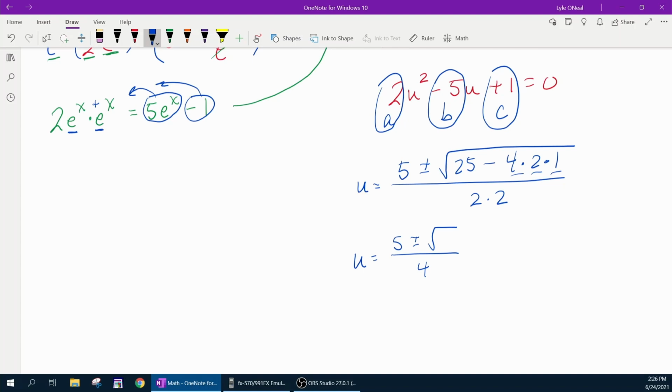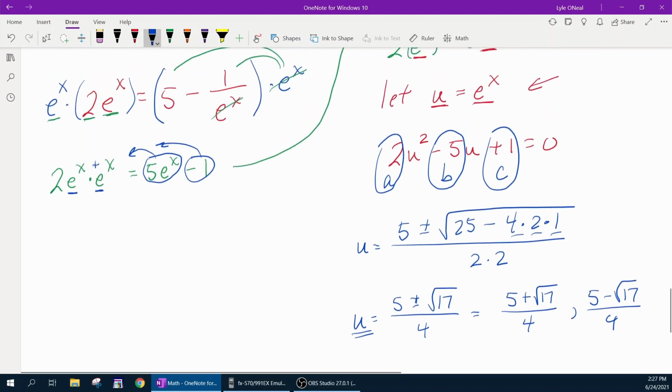25 minus 8 is 17, which is not going to square root nicely, and that is also not going to simplify. So our two answers for u are going to be 5 plus square root of 17 over 4 and 5 minus square root of 17 over 4. Those are our two answers that u equals.